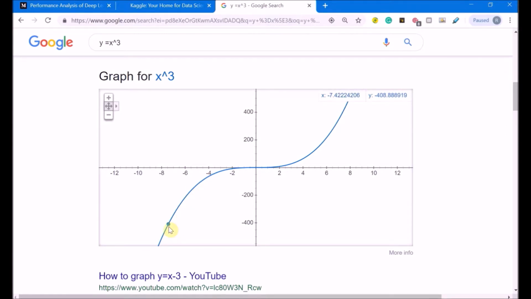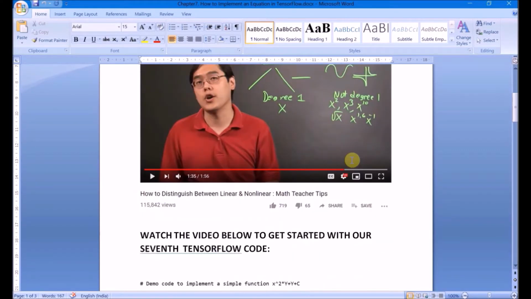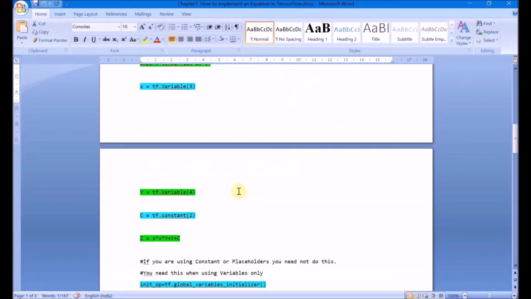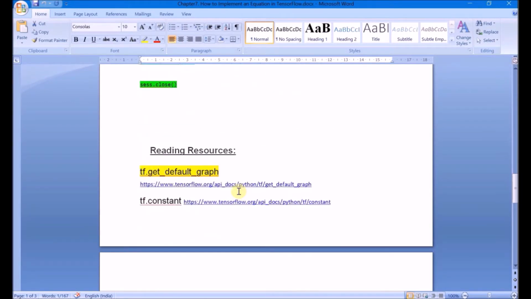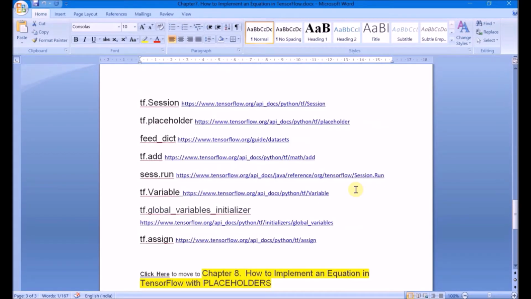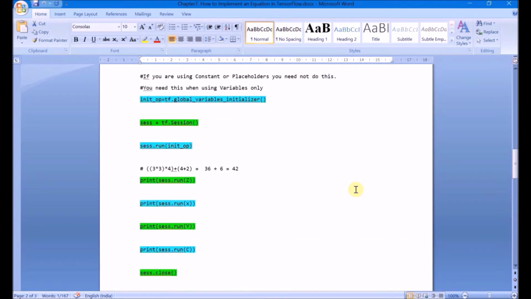Now that you understand what is the basic difference between a linear and a non-linear equation, let us get started with the code. Today, we're going to implement a simple function, x squared into y plus a constant c. These are the lines of code. Again, similar reading resources which are common so far. Let's get started with the programming.